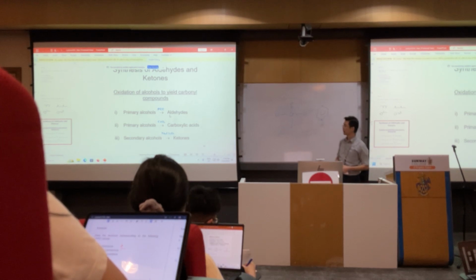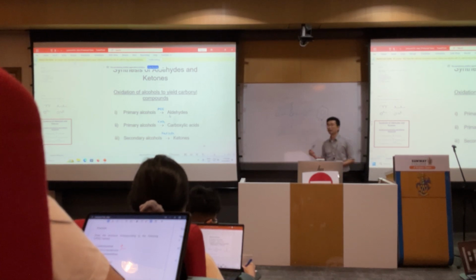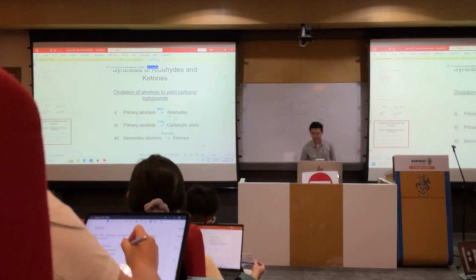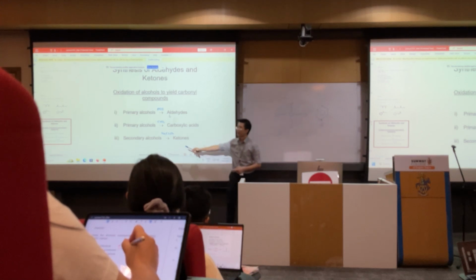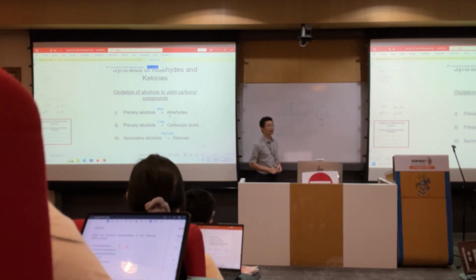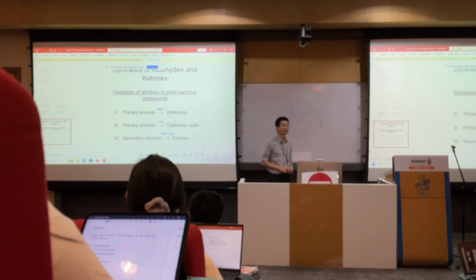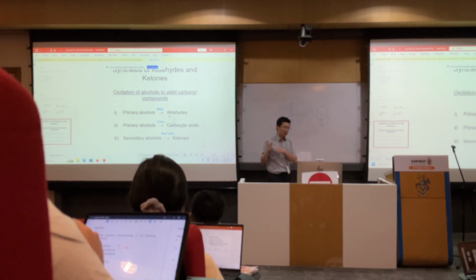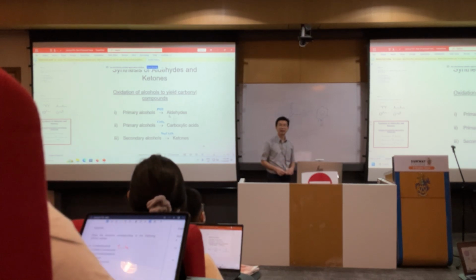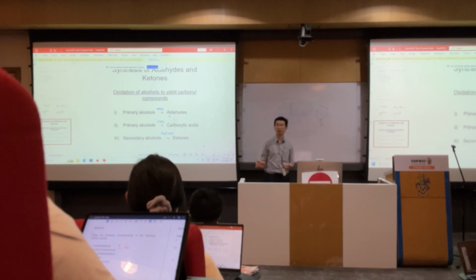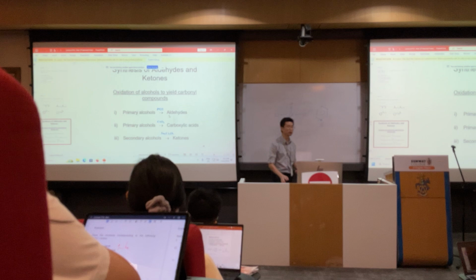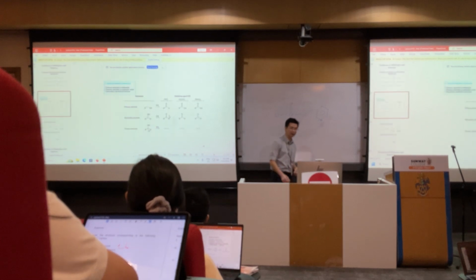But if we have CrO3, it can oxidize alcohol straight away into a carboxylic acid. And with Na2Cr2O7, sodium dichromate, it is also a strong oxidizing agent which can oxidize primary alcohol into a carboxylic acid. But in case we have a secondary alcohol, it will oxidize the alcohol into a ketone. So let's check out these examples.